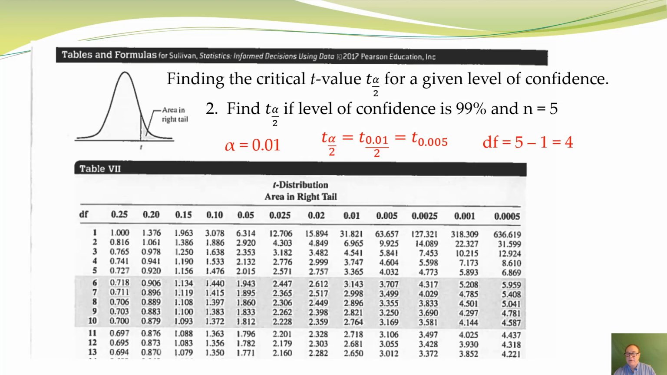Go to the table, find 0.005 for the area to the right, find 4 for degrees of freedom. Where that row and that column meet, this would be your t value, 4.604. Okay, and that's how we use the t distribution, or the student's t distribution.